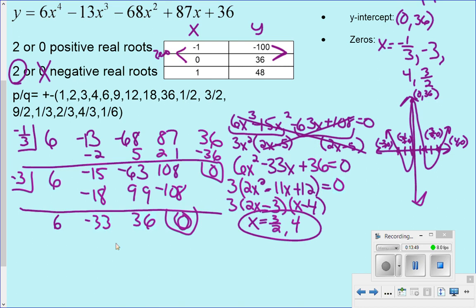Or hopefully, like I said, some of these are going to be factorable at the very beginning, and then you don't have to do any of this work. No Descartes, no rational root, no synthetic division. Just factor it, and you know your roots, and then graph from your roots.